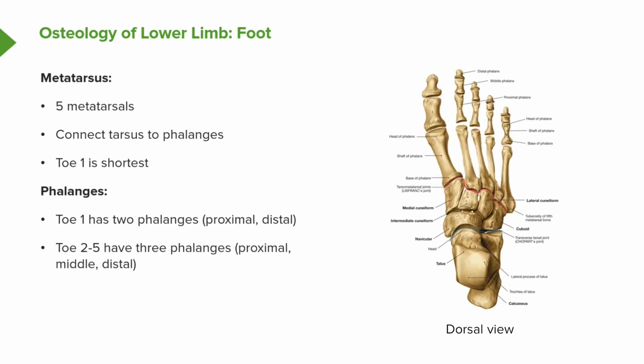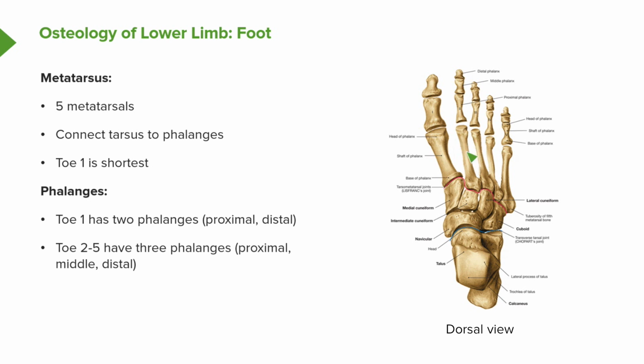So now let's talk about those metatarsals. We have 5 metatarsals, and these run forward to connect to the phalanges of the digits. Toe 1 has the shortest metatarsal, and we can see that here. It's very large, very substantial, made up of a base, a shaft, and a head. So we have this very broad, large first metatarsal, but it's also the shortest.